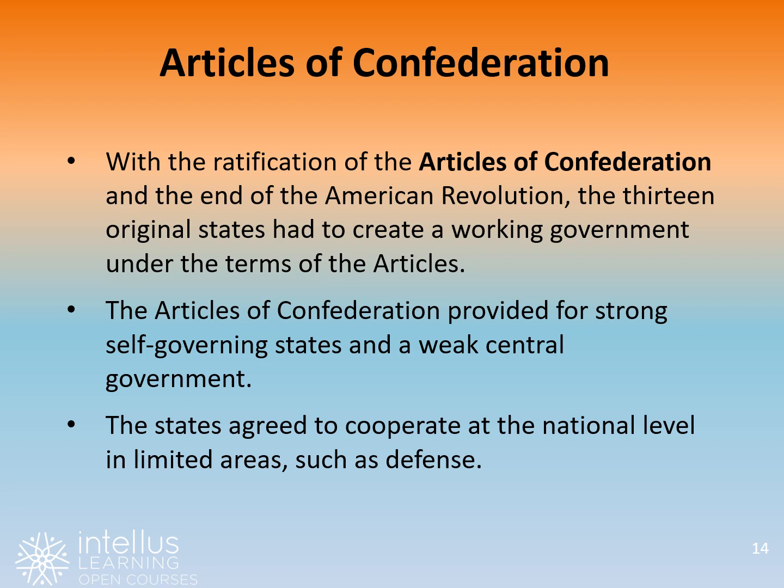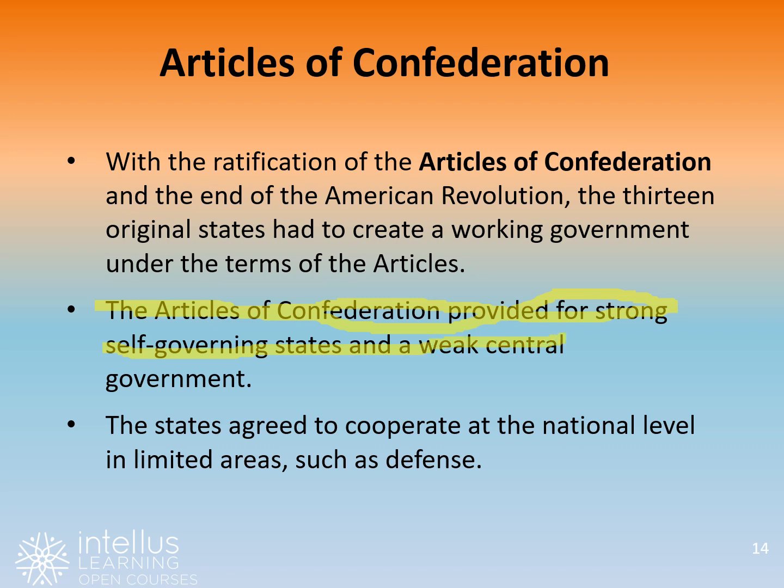With the ratification of the Articles of Confederation and the end of the American Revolution, the 13 original states had to create a working government under the terms of the Articles. They provided for strong self-governing states and a weak central government. So remember, when the colonists came here, they were getting away from a British monarch, taking us back to our conversation last week with monarchy.